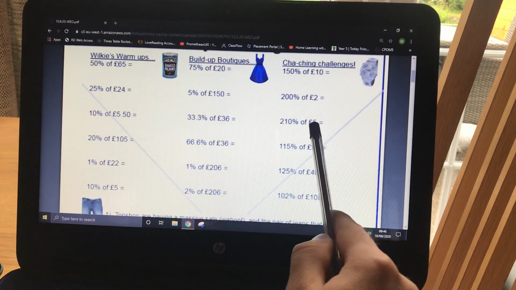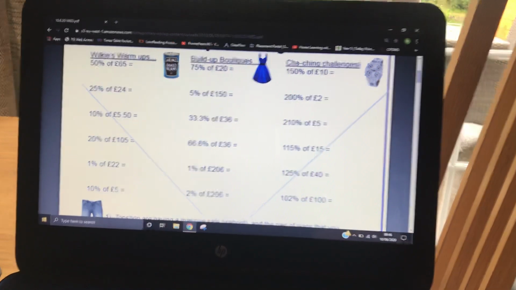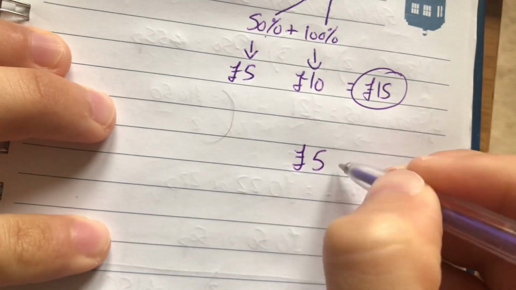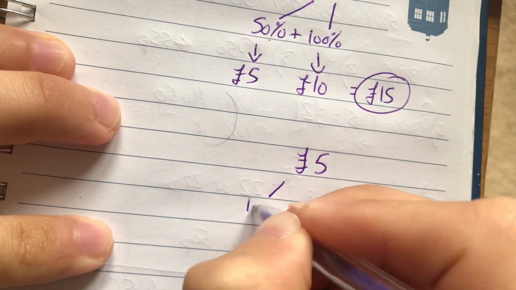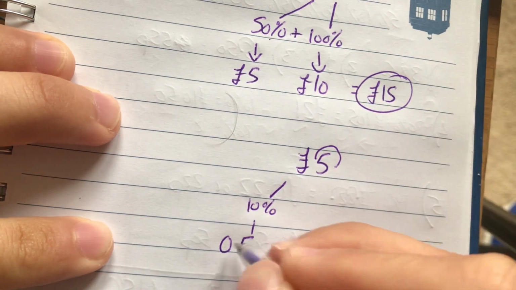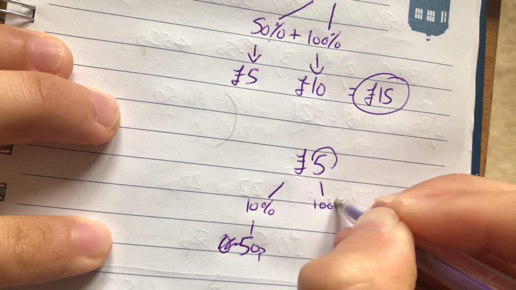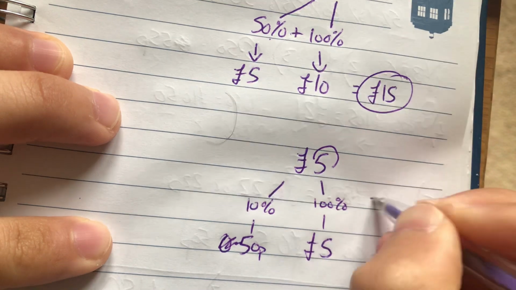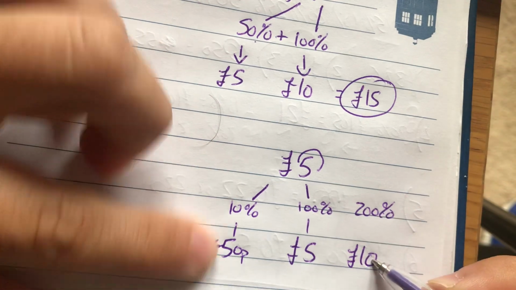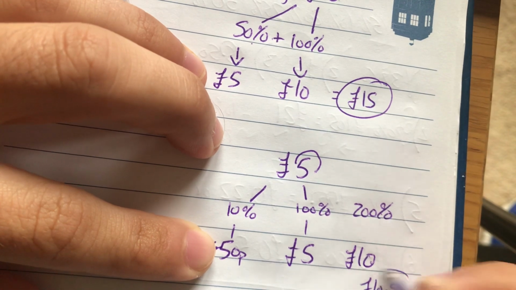Well, what's 10% first? So 10% is going to be 50p. And then 200 is 2 lots of it. So if we go on £5 here, we just said that 10% is 0.5, because we do that, don't we? Or 50p. 200, well, 100 is 5. So 200 is double that. So that's going to be 10. So 210 is going to be £10.50. Boom, there's your answer.